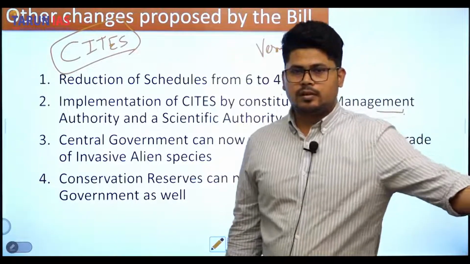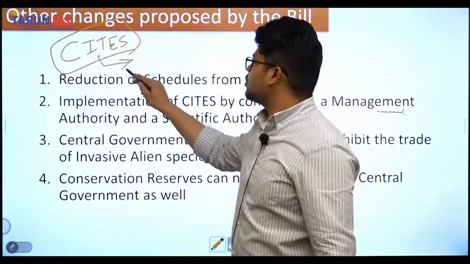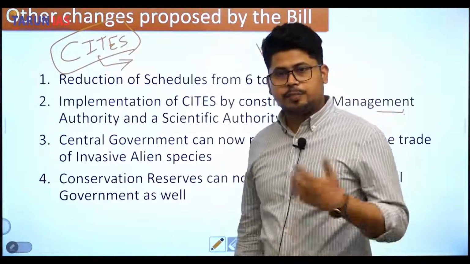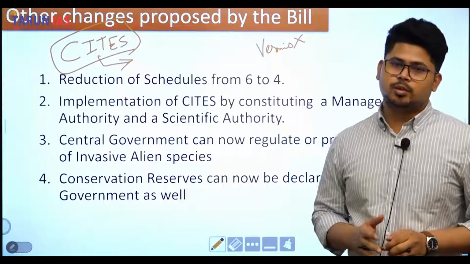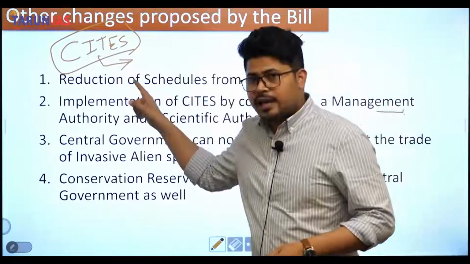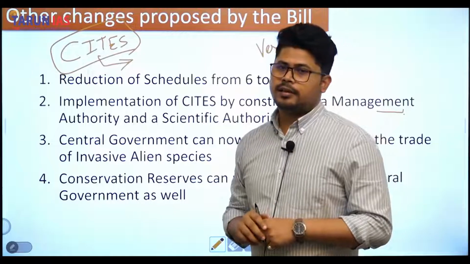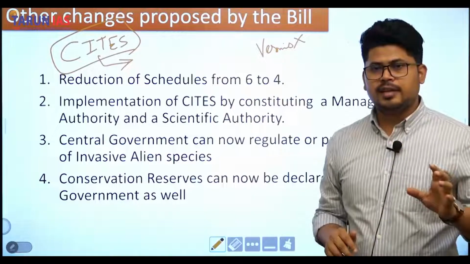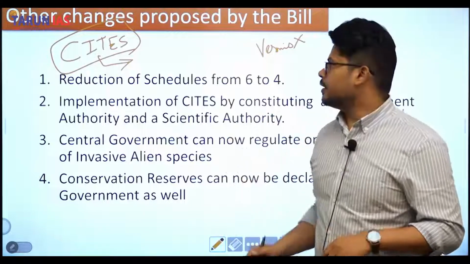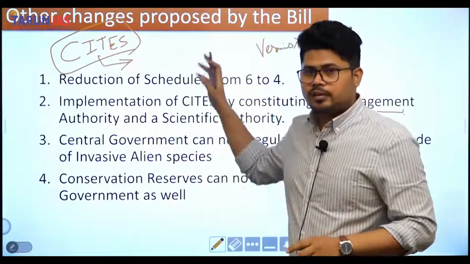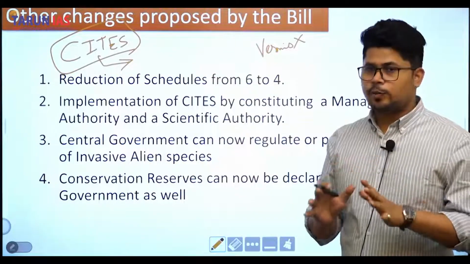Convention on Trade in Endangered Species. CITES is an international convention which India is a party to. Every country that is a party to CITES has to follow certain rules. But CITES does not take the place of domestic law. It acts as a guiding framework for the domestic law. So, since India is a party to CITES, it has an obligation to implement CITES in its own domestic laws. To implement CITES, the government is bringing this Wildlife Protection Amendment Bill 2021.